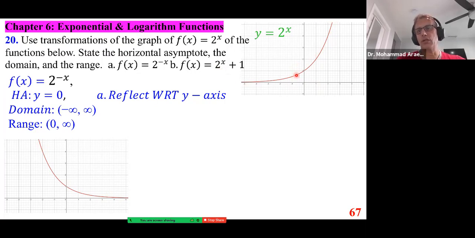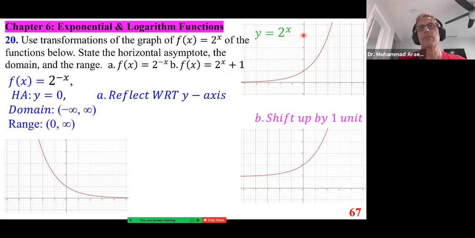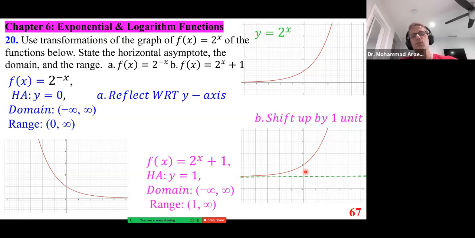Now, what about this one? We're going to use the same thing and shift up by 1, looking like that. So as a result, we have a new asymptote. So y equals 0 was the old asymptote. The new one is y equals 1. So the effect is not on the domain. The domain is the same. But the range is not from 0 to infinity. Now it's from 1 to infinity. So that would be the change. It does have an effect on the range.